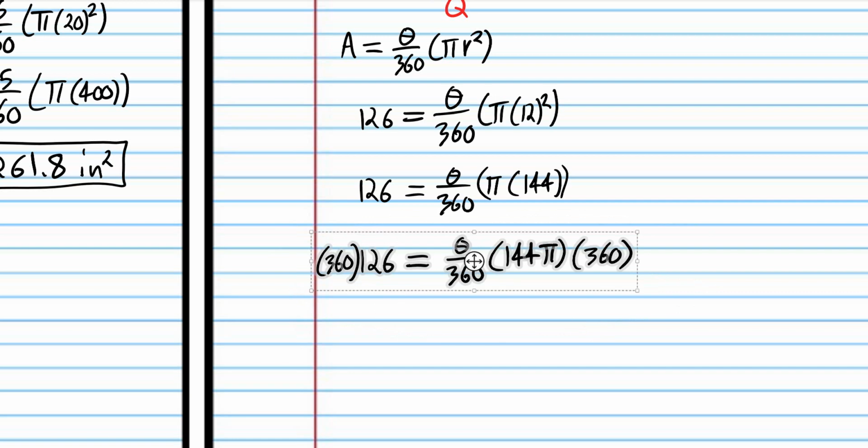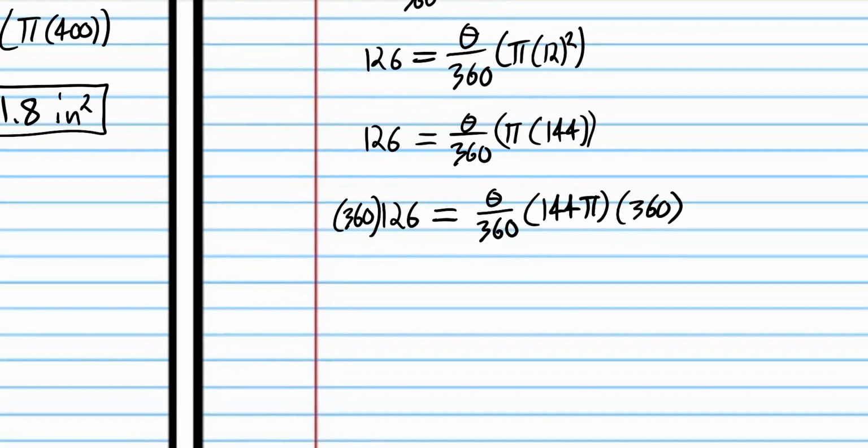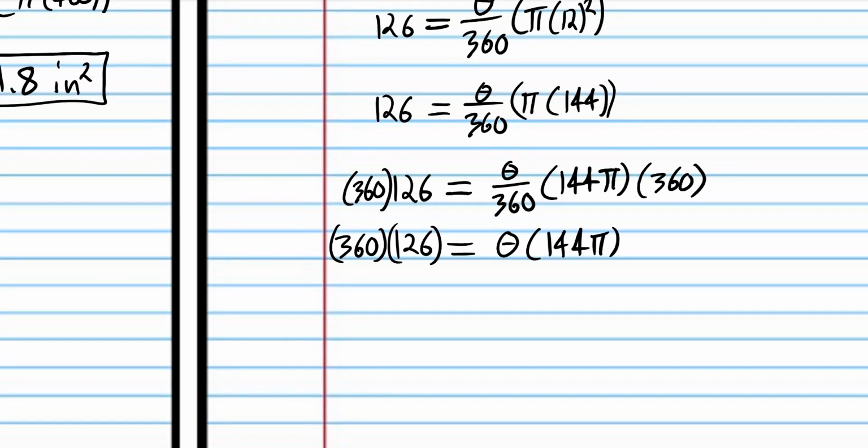Let me move this over a little bit. Again, we want to get rid of that 360. So we multiply both sides by 360, and that gets rid of the 360 in the denominator. These cancel out, and you're left with theta times 144 pi is equal to 360 times 126. And you can put both these in parentheses if you want. You only need one of them in parentheses.